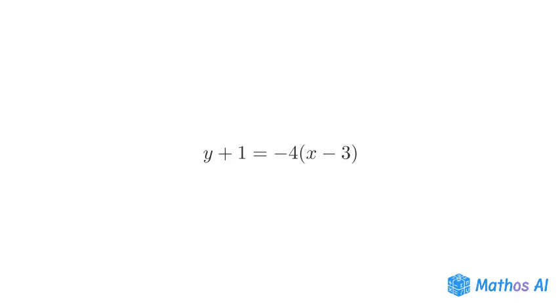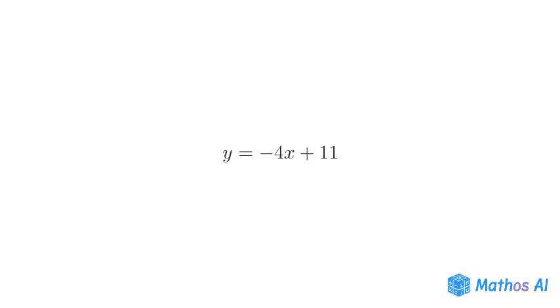Now, let's simplify. Subtracting a negative number is the same as adding its positive counterpart, so y minus -1 becomes y plus 1. Next, we distribute the -4 across the terms inside the parenthesis. -4 times x is -4x, and -4 times -3 is +12.